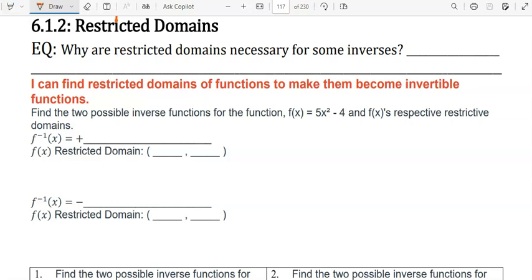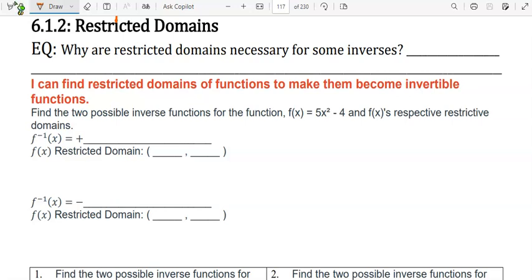6.1.2 Restricted Domains. Essential question: Why are restricted domains necessary for some inverses? Skill: I can find restricted domains of functions to make them become invertible functions.